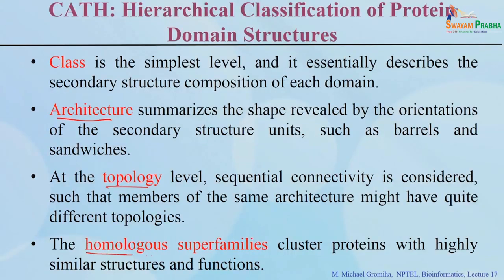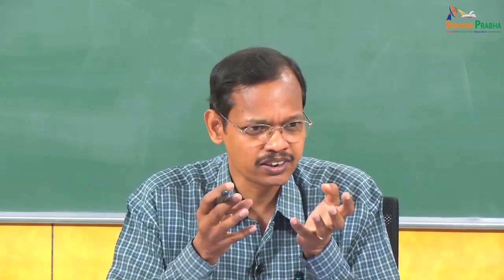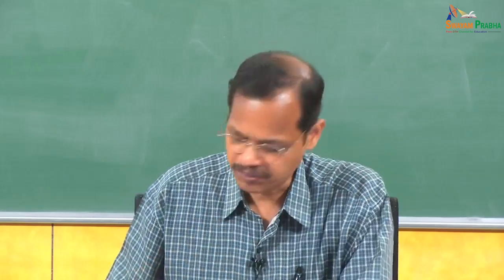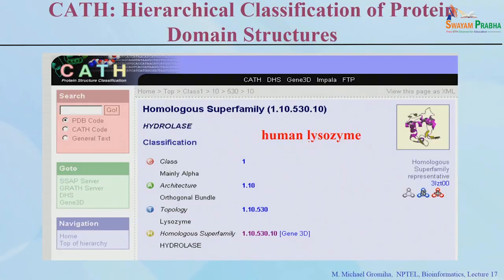Then the last one is the homologous superfamily, that is H, for similar structure and function. So, based on the connectivity and the proteins which have a similar structure, function, or orientation of the secondary structure, they classify them into different groups. So, this word they call CATH: C for class, A for architecture, T for topology, and H for homologous superfamilies. Okay, this is the CATH database.